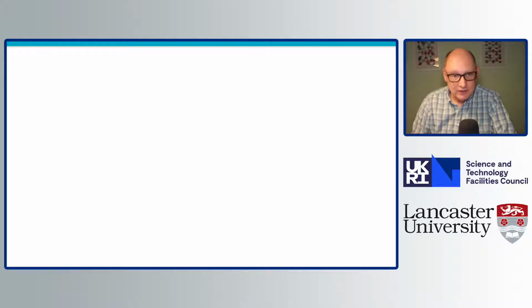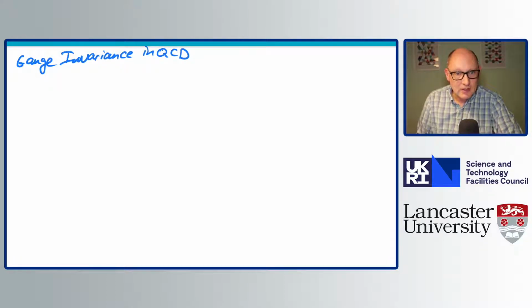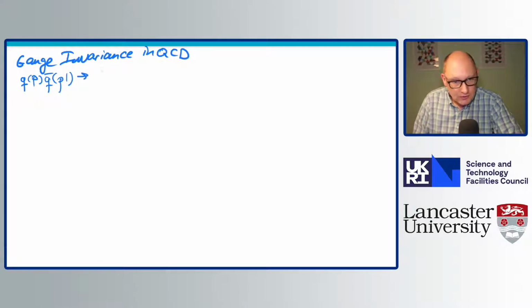We'll investigate the effect in quark annihilation to two-gluon production. So we have a discussion here on gauge invariance in QCD. And we're looking at the sample calculation of a quark of momentum p annihilating with an antiquark of momentum p prime, going into a gluon of momentum k and a gluon of momentum k prime.